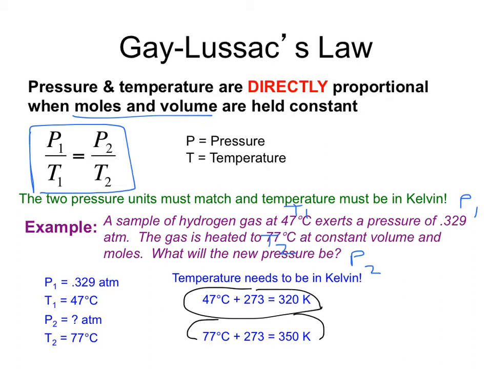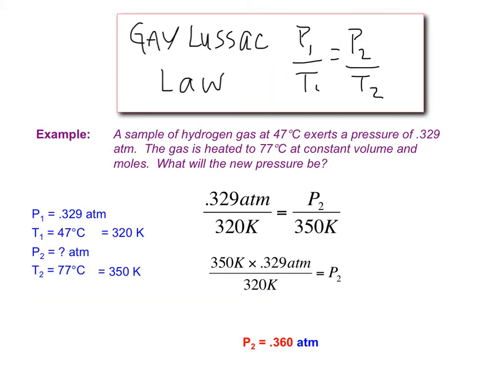And then you are able to create this little chart right here that will help you plug those numbers into the equation. So we're going to take these numbers and plug them into the equation. P1 over T1 equals P2 over T2. Once again, we're going to cross multiply and solve algebraically, and we're going to end up getting 0.360 atmospheres. Notice our answer is in 3 sig figs, and every one of these is in 3 sig figs as well.